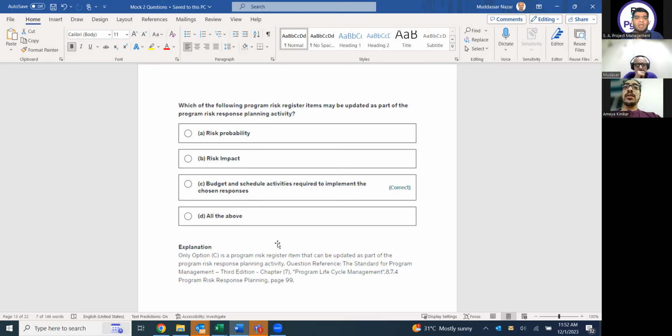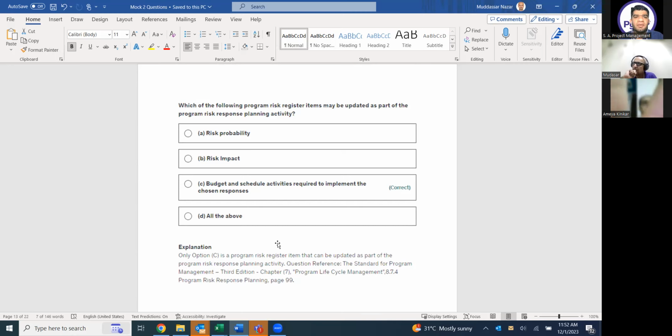Risk probability you will not update when you update the risk register, because probability and impact come when you are analyzing the risk, right? So I am looking for some activity which will be in the risk register. Budget and schedule activities required to implement the chosen responses can be in the risk register. Sir, but I have a question. Whenever we are handling the risk, we always say we make the probability 0 or close to 0. So why not probability?